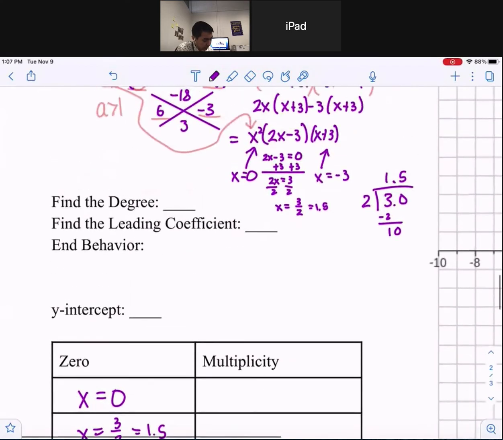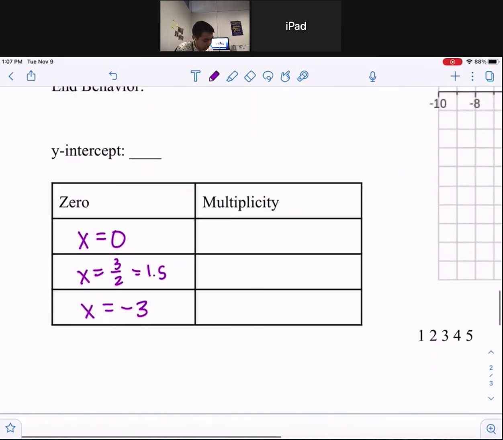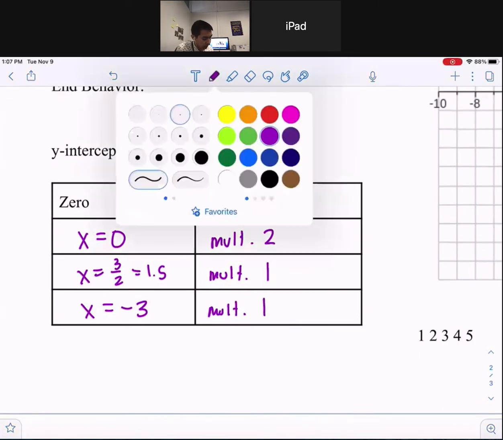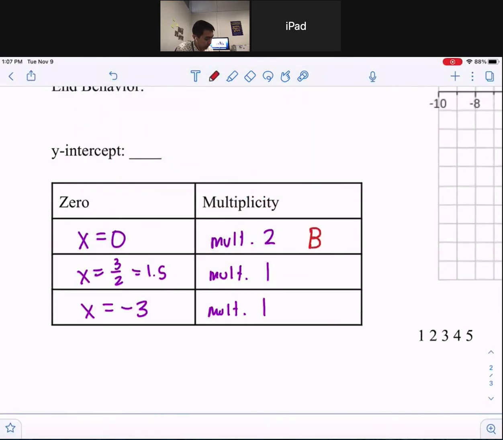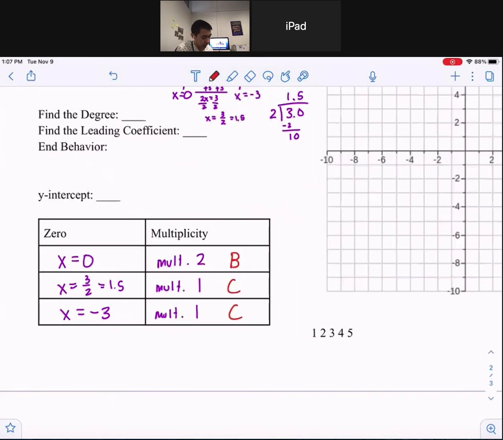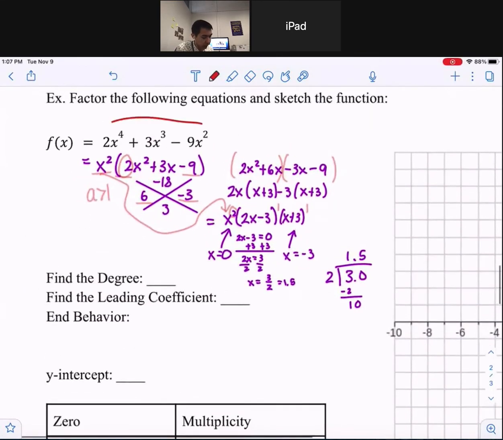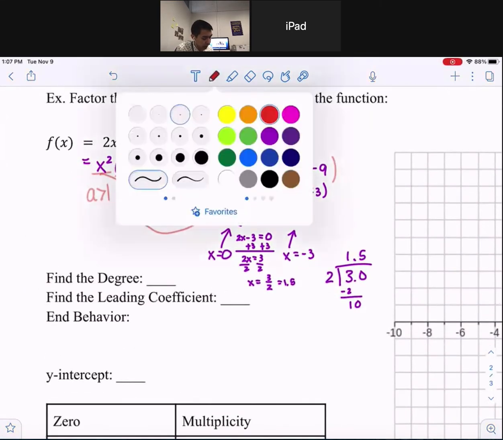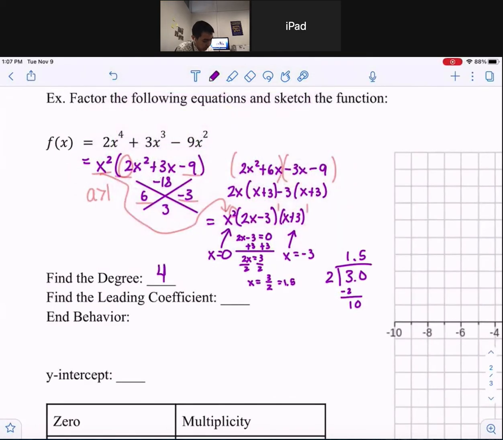Okay, at x equals 0, there was a second degree. This one, first degree, this factor, first degree. So at x equals 0, it was a multiplicity of 2. This one, multiplicity of 1. This one, multiplicity of 1. So for multiplicity of 2, that is a bounce. And for the 1s, it crosses. And then to find your biggest degree, look at the highest degree, which is 4. Leading coefficient is 2.